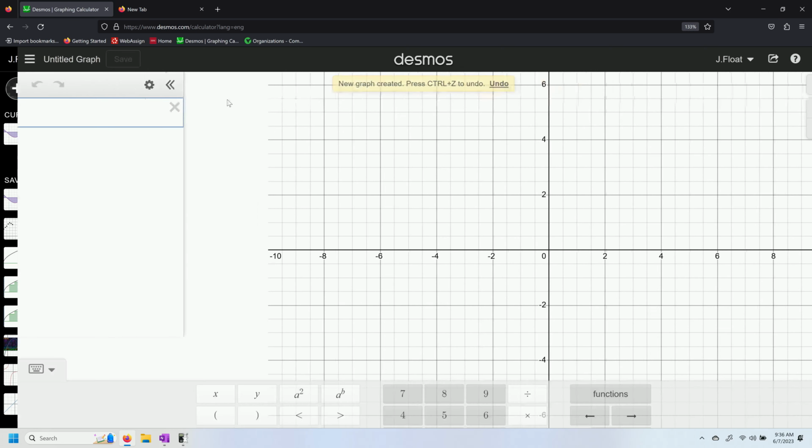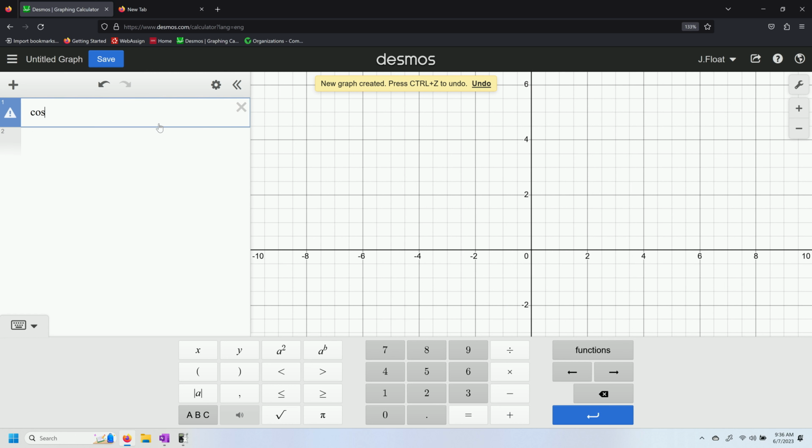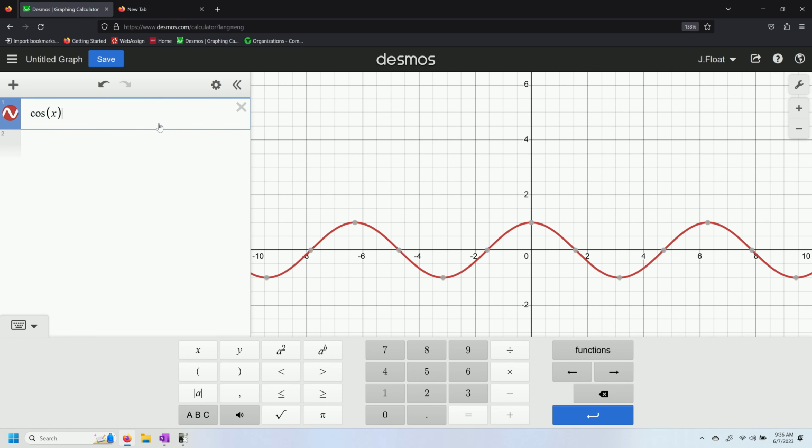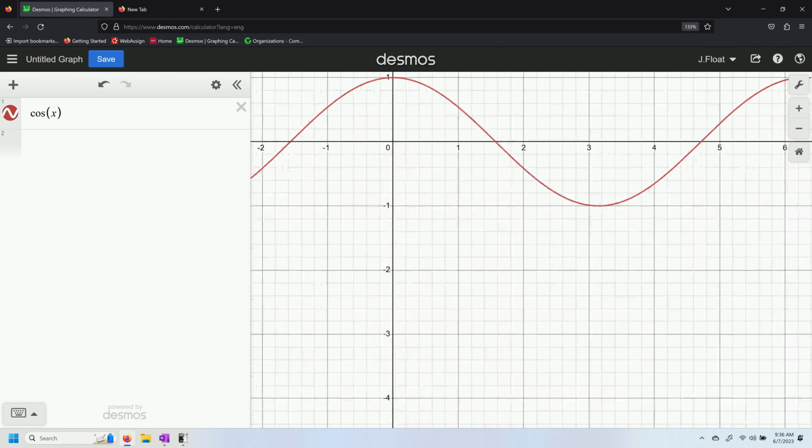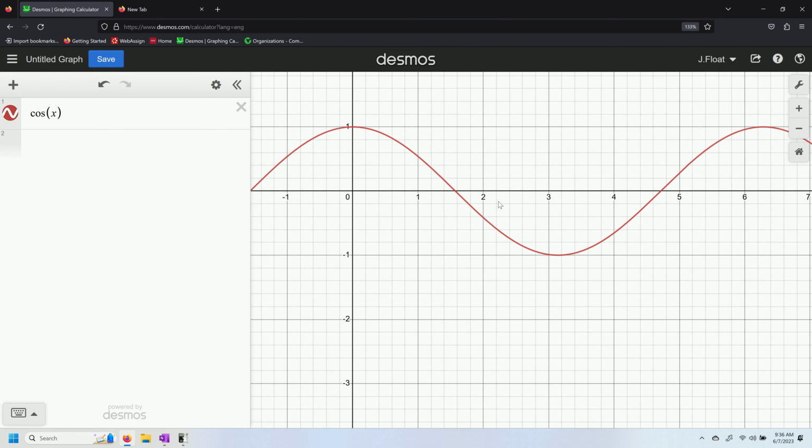The other way is just to type in cosine of x. Oops, little typo there. Cosine of x. And just go ahead and say, okay, where does the cosine equal 0? That's going to be at pi over 2 and then 3 pi over 2. Which, once again, if you just looked at your unit circle, you would find those as well.